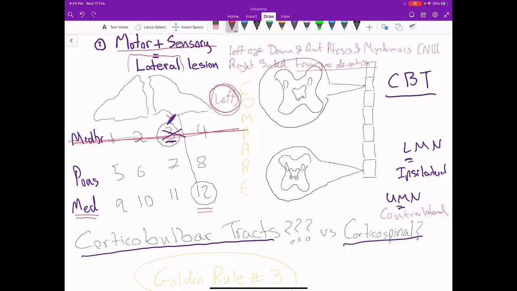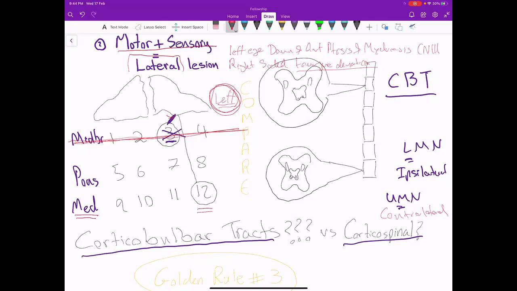So I need to pause for a second and remember, wait a second. The lesion's on the left, right? And I know if the hypoglossal nerve is damaged at the lesion, the tongue should go towards the side. It should go to the left. But for some reason, it is going to the right. So what is happening? The tongue is deviating away from the lesion.